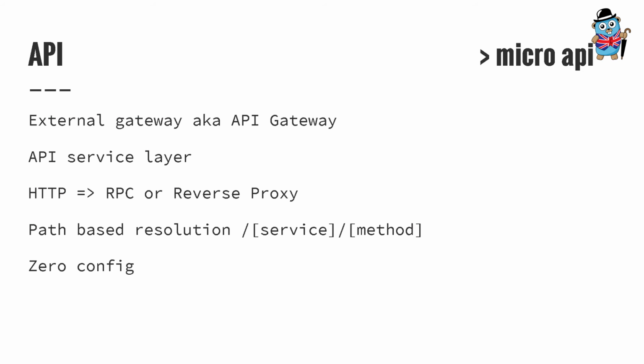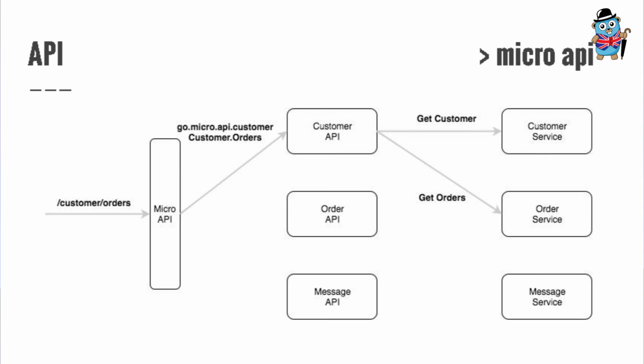And that starts off with this thing called the micro API. So it's essentially a simple API gateway that uses path-based resolution to determine which service to send a request to. And it will receive HTTP, and it can either convert that to an RPC request and forward that on, or you can run it as a reverse proxy if you're interested in building REST-based solutions or something. And what I'm essentially doing with that is I'm creating this logical partitioning of services.